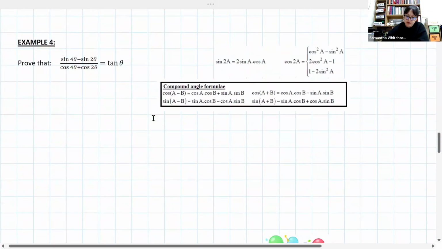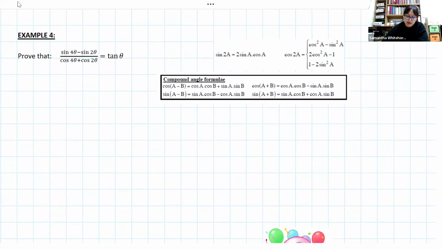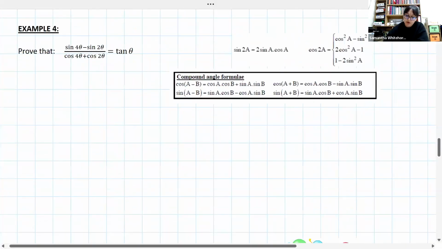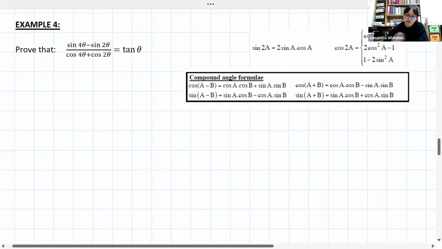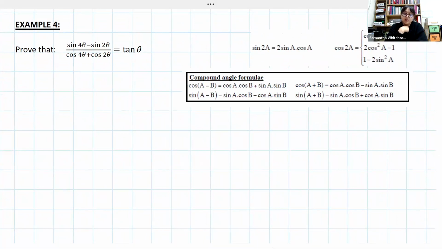Okay. So if we have a look here at example 4, we have been given, prove that sine 4 theta minus sine 2 theta over cos 4 theta plus cos 2 theta is equal to tan theta. Now again, guys, look at what you've been given. On the right is just a tan theta. Yeah, I could change it, but I can't do much more than that. So I'm probably not going to work with the right. On the left-hand side, I got a whole bunch of double angles going on here.